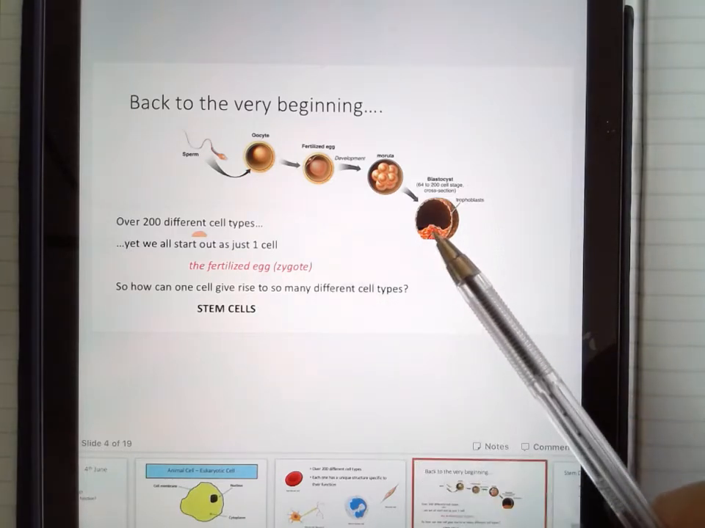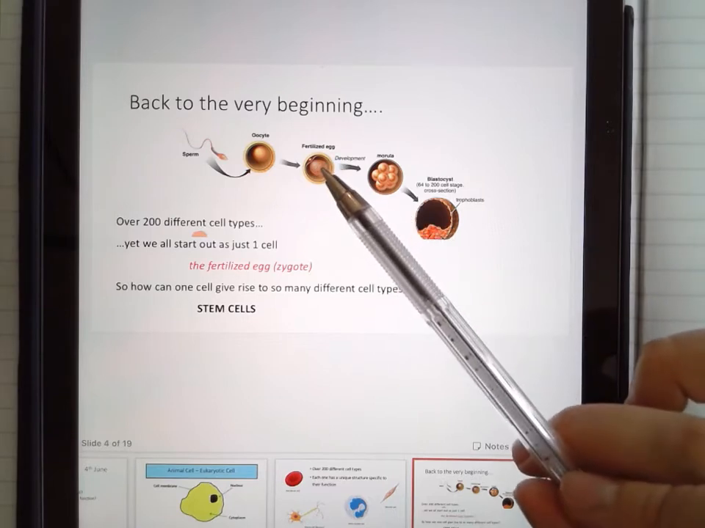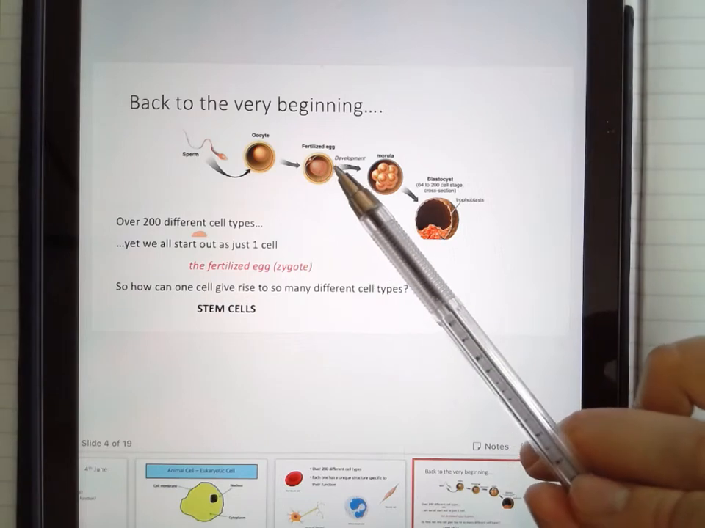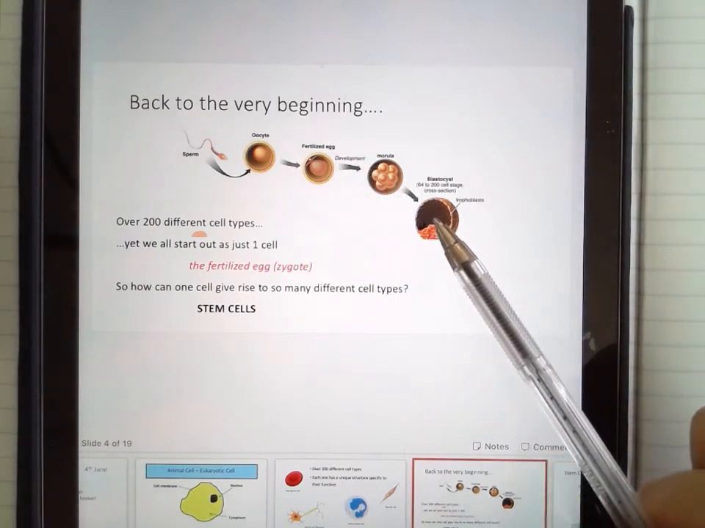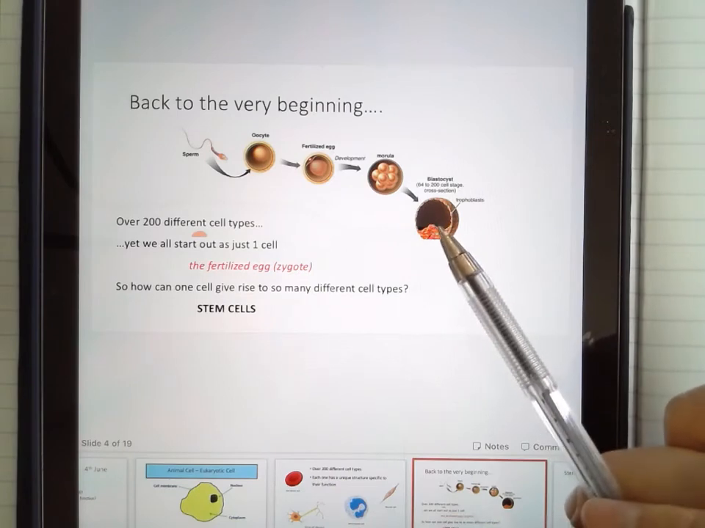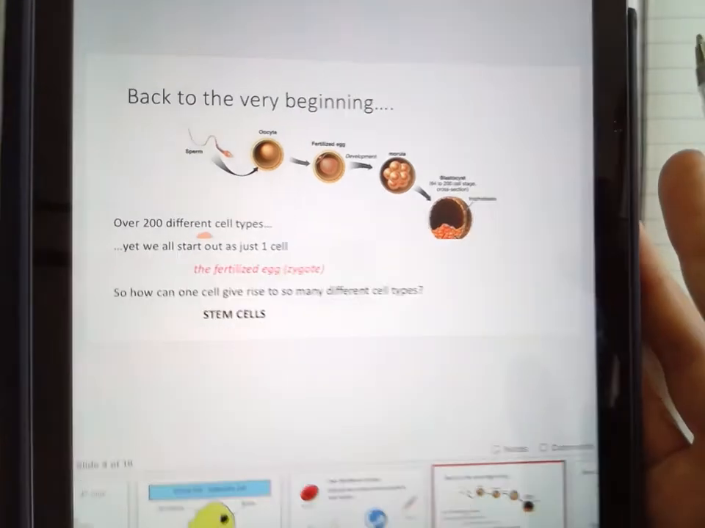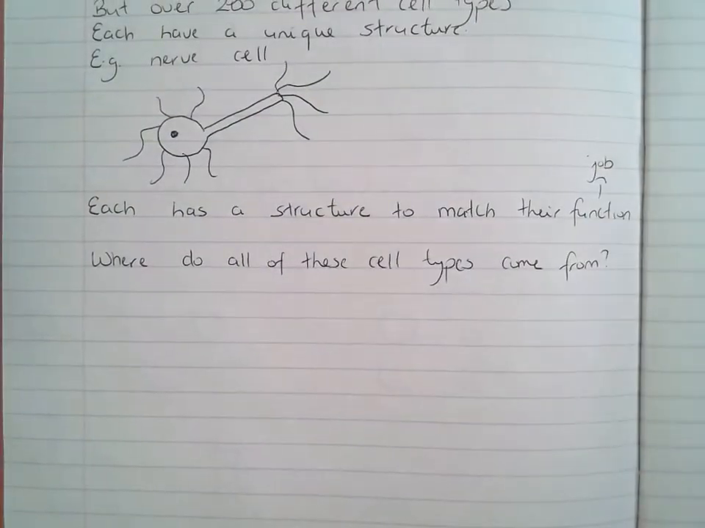And it's these stem cells, specifically, that are capable of becoming every single cell type in the human body. Okay, so you start out as just one single cell, the fertilized egg, that divides multiple times until you've got a ball of cells called an embryo, and within that ball of cells you have got stem cells, and they can give rise to every single cell type in the human body.